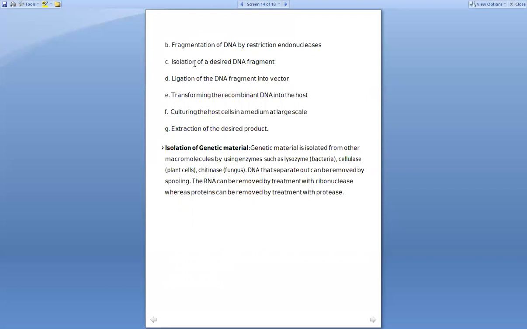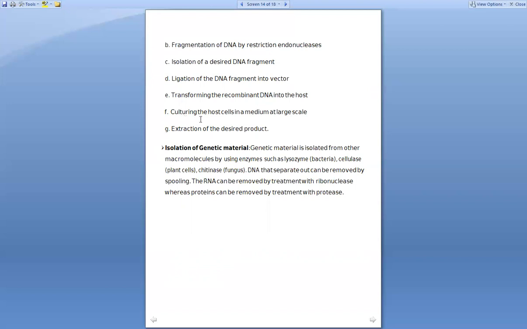The third step is the isolation of the desired DNA fragment. Upon cutting the fragments, we need to see which is the gene of interest. So we are going to isolate that gene of interest, right? Then the ligation of the DNA fragment into the vector. Then we take the vector, that is the plasmid, right? And we incorporate the gene of interest inside that vector. Then this vector is transformed into the host cell, so transforming the recombinant DNA into the host.